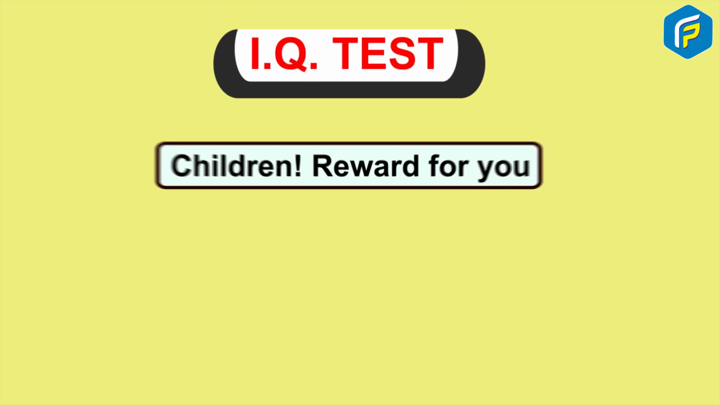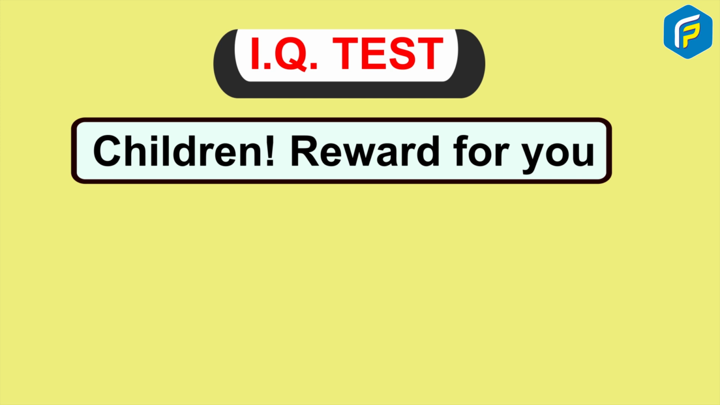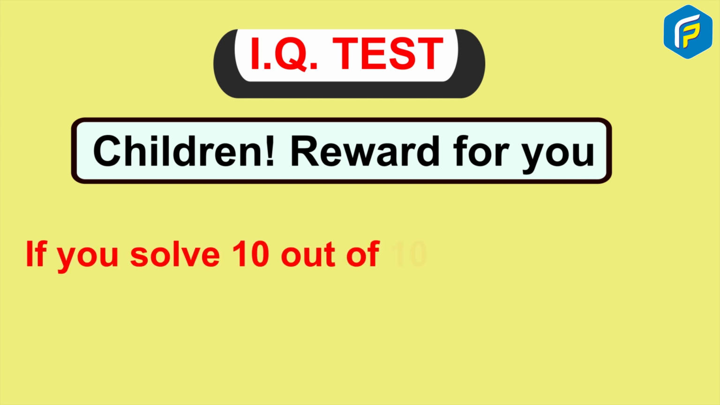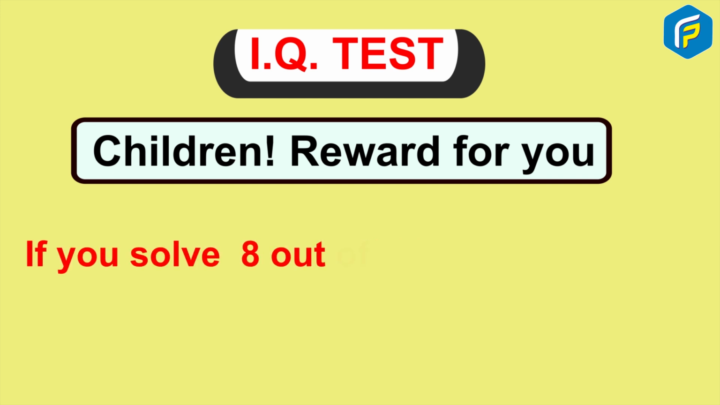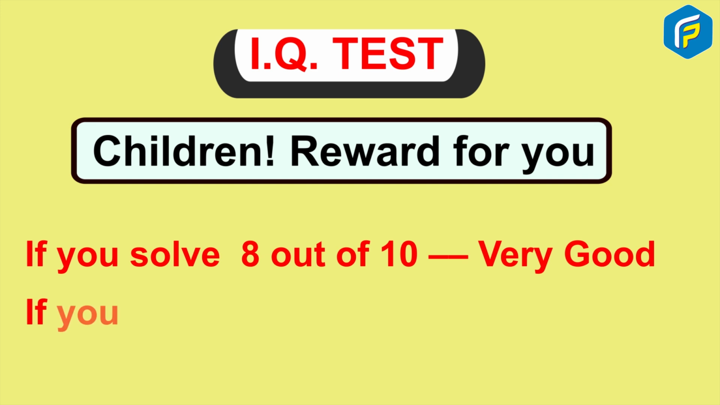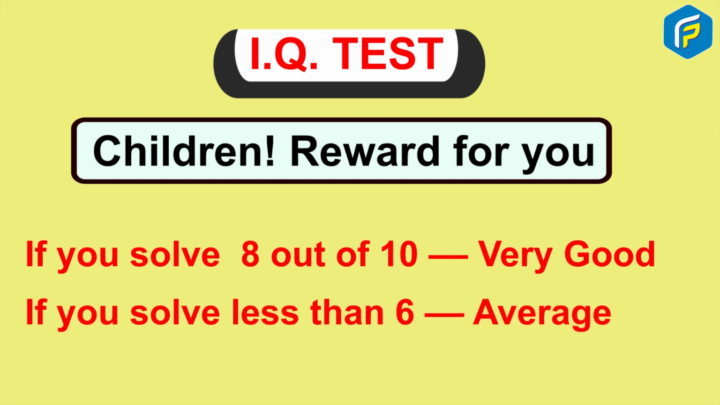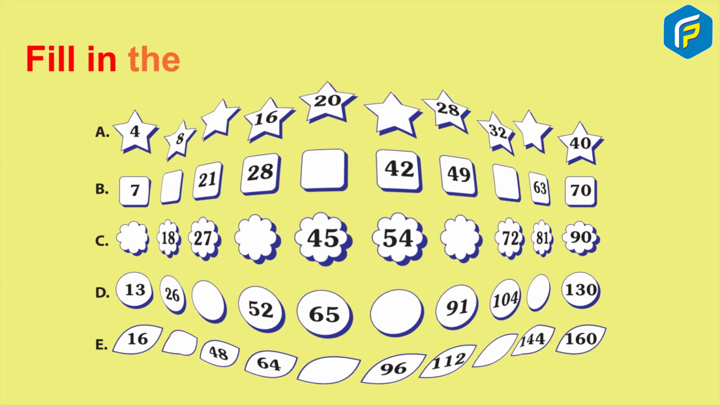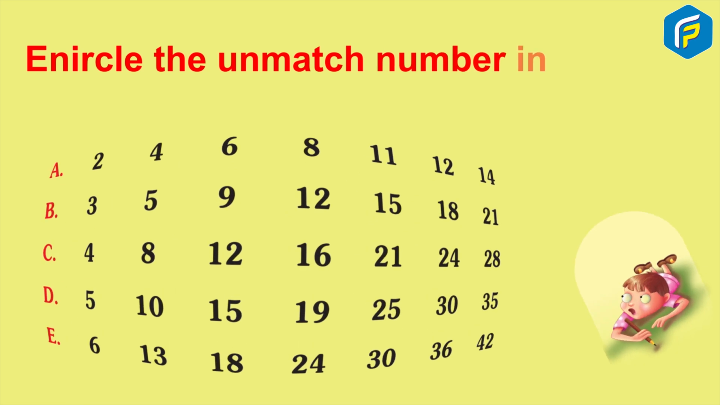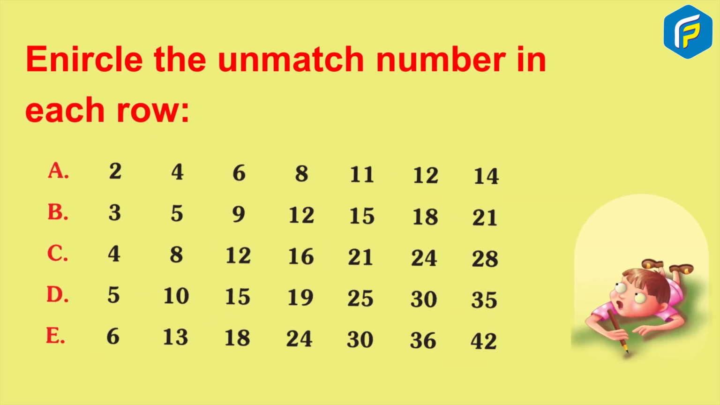IQ test. Children, reward for you. If you solve 10 out of 10, excellent. If you solve 8 out of 10, very good. If you solve 6 out of 10, good. If you solve less than 6, average. Now be ready. Each question carries 2 marks. Fill in the blanks. Encircle the unmatched number in each row.